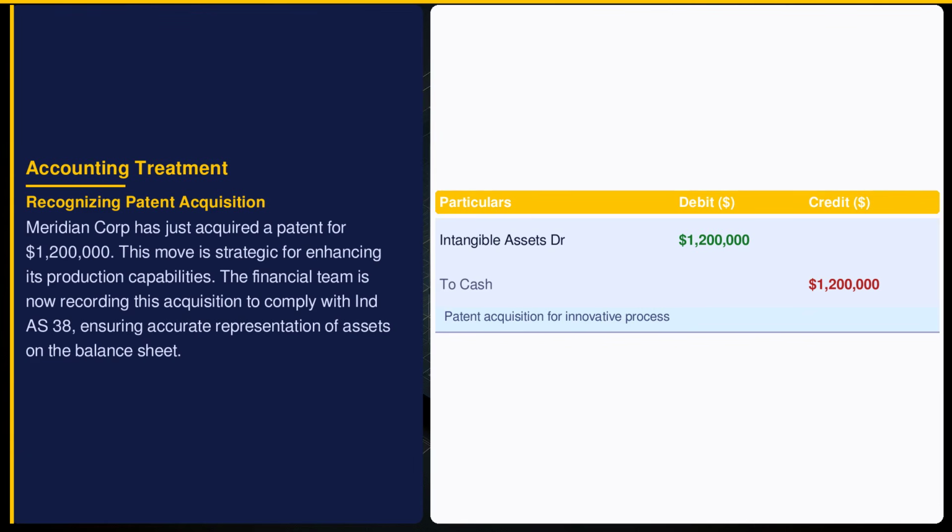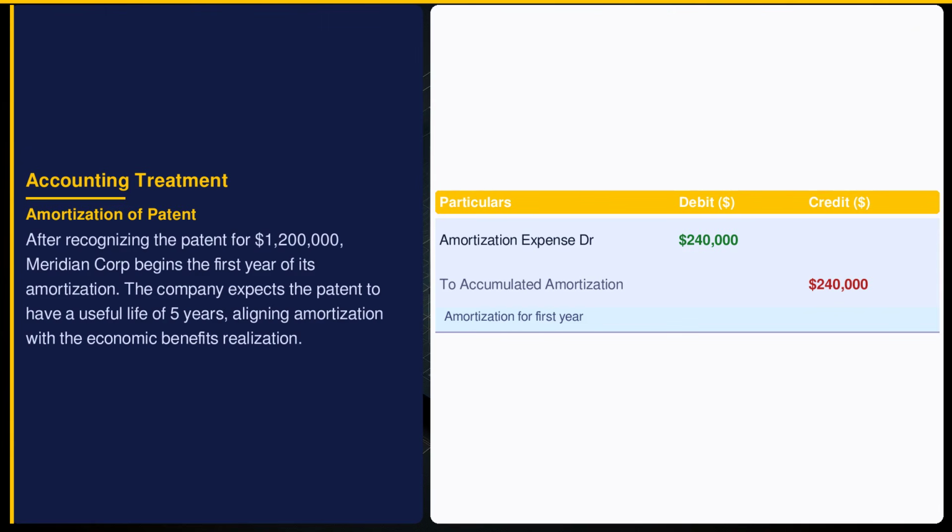The patent acquisition is recognized as an intangible asset. Indian Accounting Standard 38 mandates this recognition due to its potential to generate future economic benefits. By recording it at cost, Meridian Corporation accurately represents the acquisition on the balance sheet, ensuring investors see the resource's value. Amortization spreads the patent's cost over its useful life, reflecting its consumption.